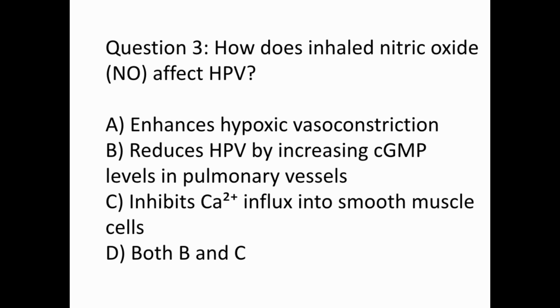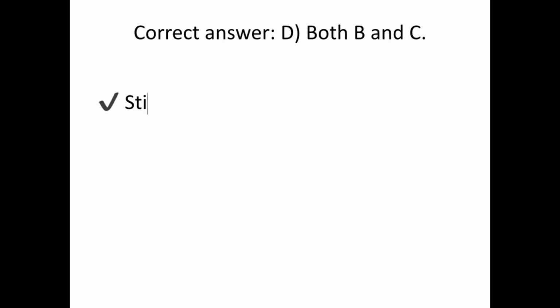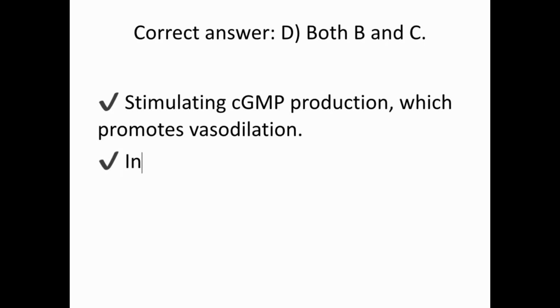B. Reduces HPV by increasing cGMP levels in pulmonary vessels. C. Inhibits Ca2+ influx into smooth muscle cells. D. Both B and C. Correct answer: D. Both B and C.